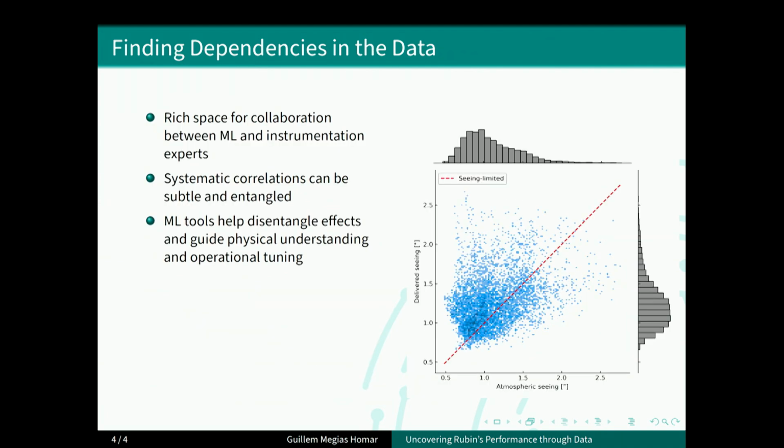And so here, for instance, on the right, I show a plot of the current atmosphere. It's from all the images that have been taken so far, from the beginning with the Rubin Observatory, the comparison between the atmospheric seeing and the delivered seeing. And this telescope needs to deliver what we call seeing limited imaging, right? So essentially, the atmosphere needs to be the limiting factor and not the telescope contribution.